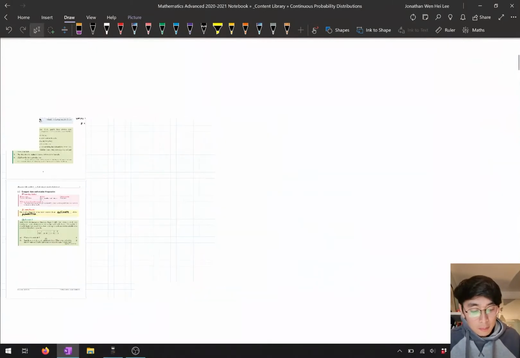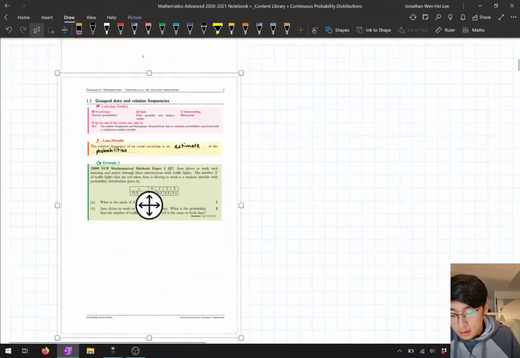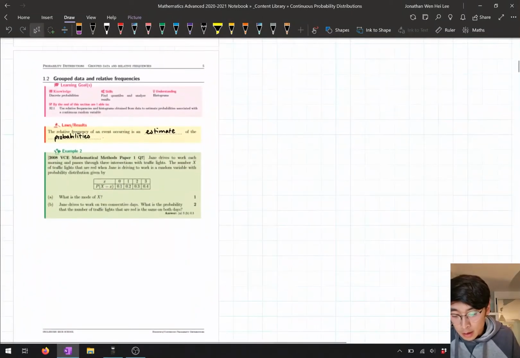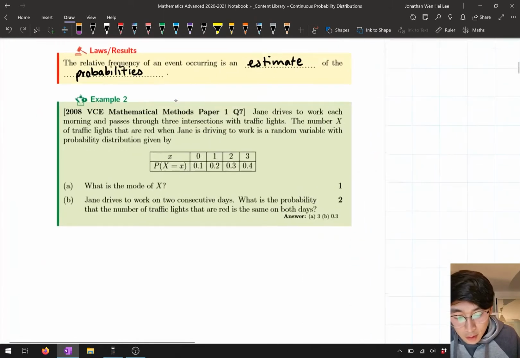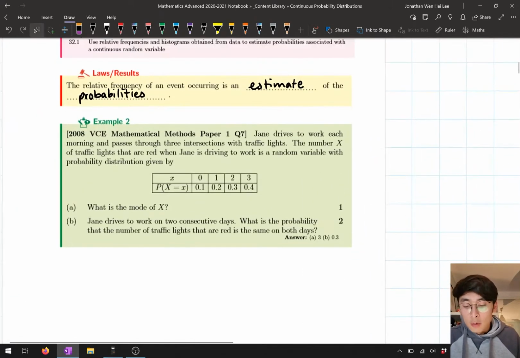So here is an example where we actually need to apply this. This one is from the VCE paper. Let's just read what the question says. Jane drives to work each morning and passes through 3 intersections with traffic lights. The number X of traffic lights that are red when Jane is driving to work is a random variable with a probability distribution given below.